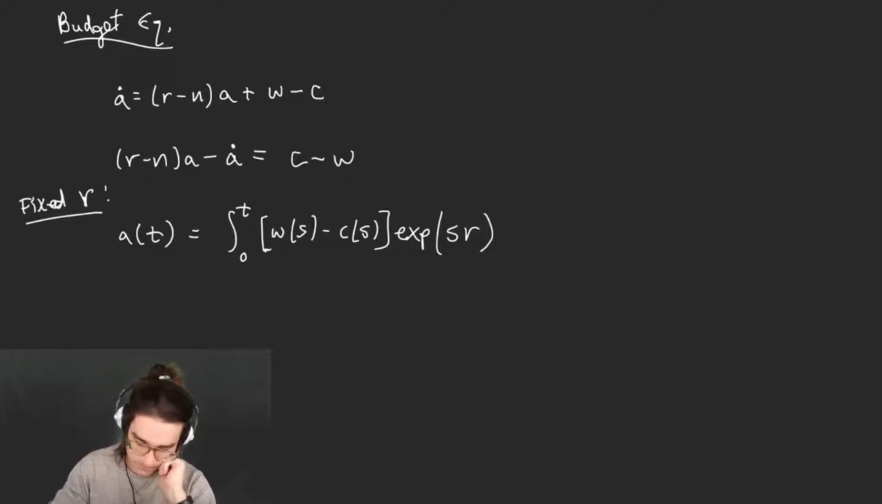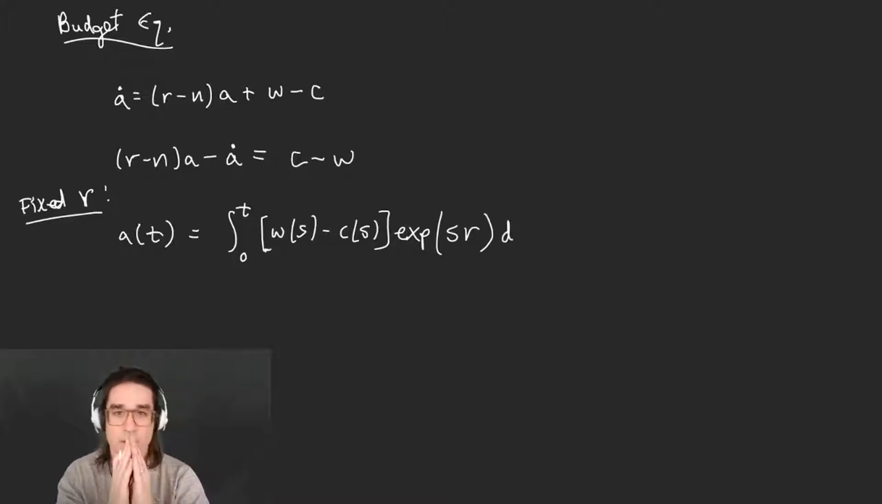Is that right? Okay, so S equals zero. No. S equals zero is today. So then it should, yeah, okay. And then S equals T will mean it'll have grown by T. Okay, so I think this is right.